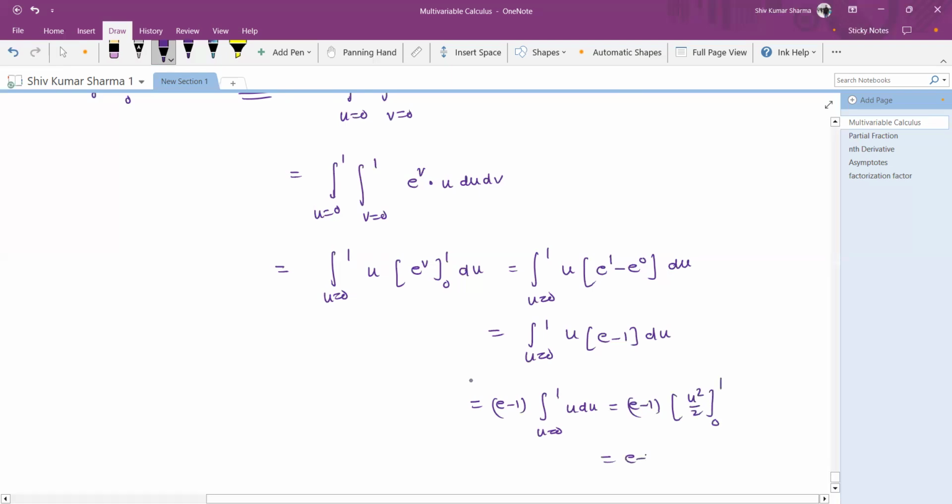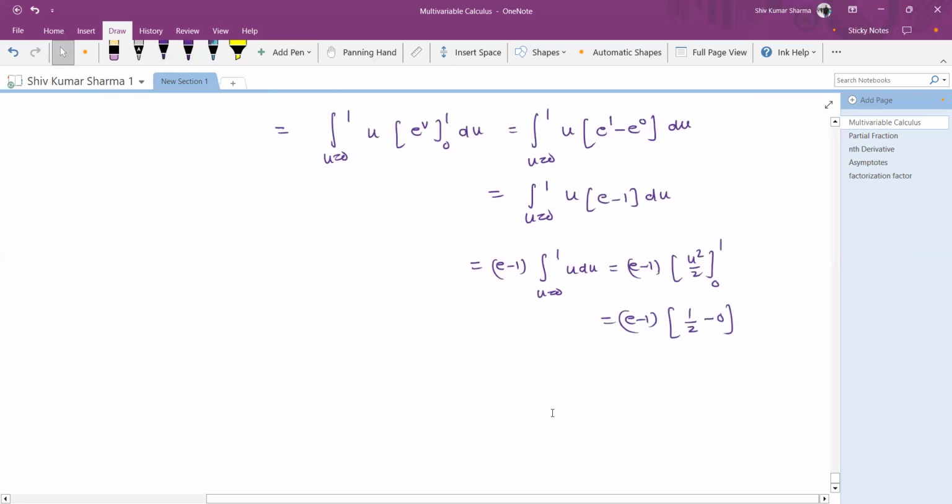So this equals e minus 1 times (1 upon 2 minus 0). This gives us 1 by 2 into e minus 1. So this is our answer, or we can say that we have proved it.